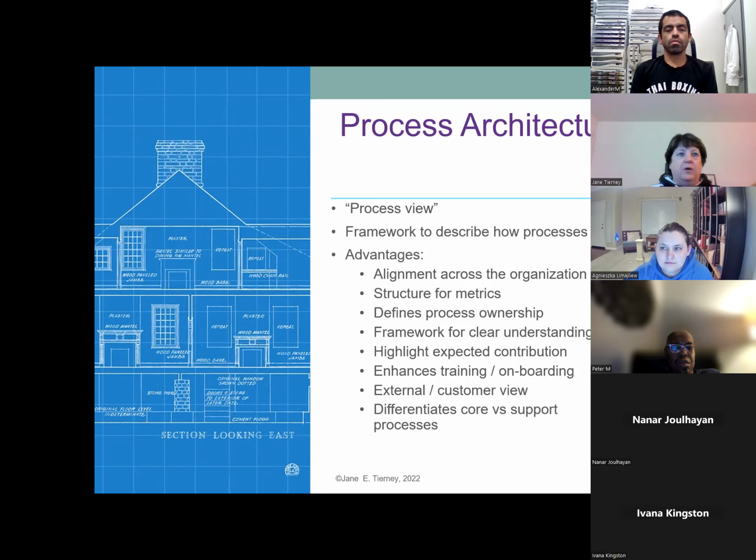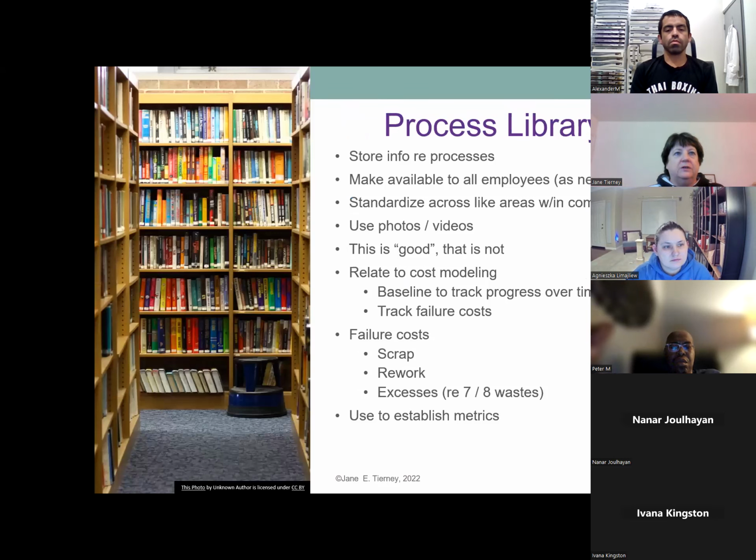So what is the framework that we have? Are we aligned across the organization? Are we set up to do some metrics? Do we all understand that? What is our core process versus a support process? And how do these things all work together? So what is the architecture?